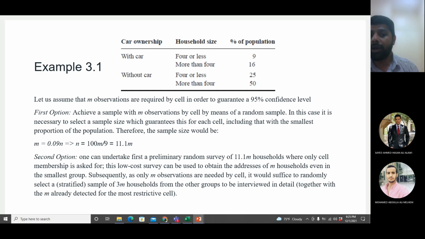So if I go to any household randomly, a big household without a car has more chances of being chosen than a small household with a car. Any household chosen randomly has more chances of belonging to this category than to this category.